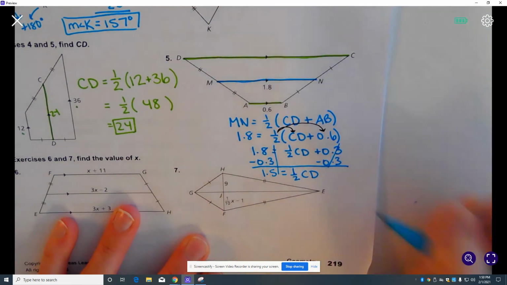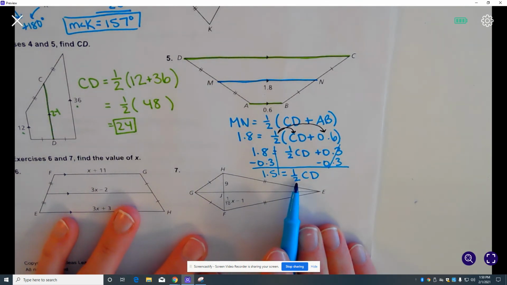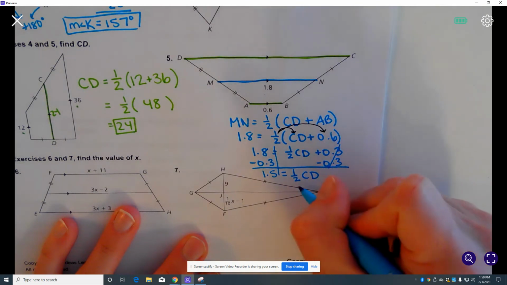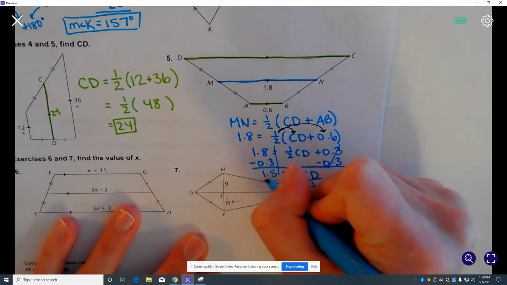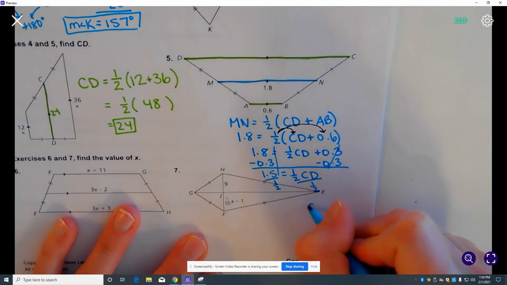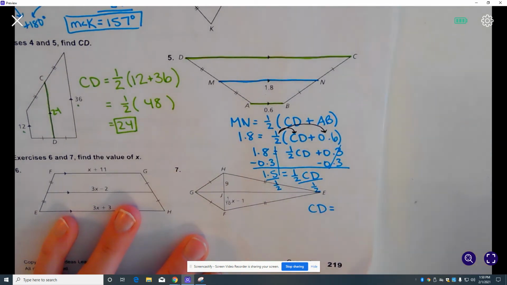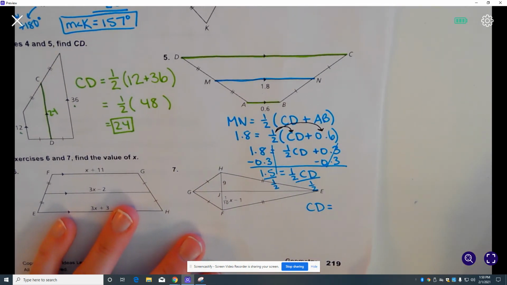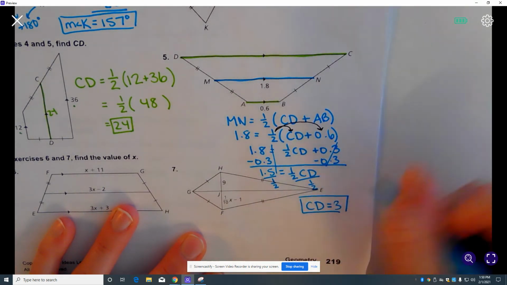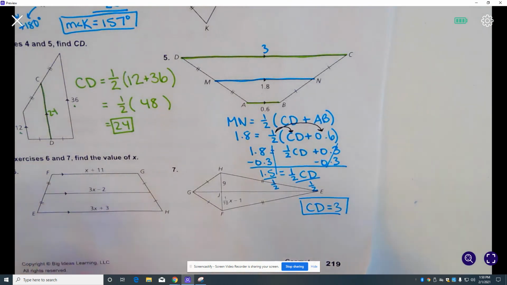Now to undo this 1/2, to get rid of it, you can either multiply both sides by 2 or divide both sides by 1/2. You can type 1/2 on your calculator or you can use 0.5 if you want. So the length of CD, 1.5 divided by 1/2 gets me 3. And the length of CD is 3.